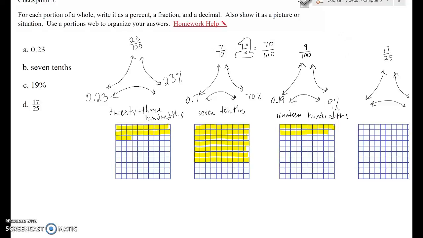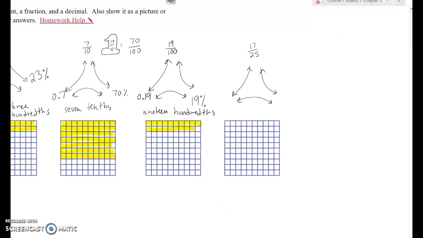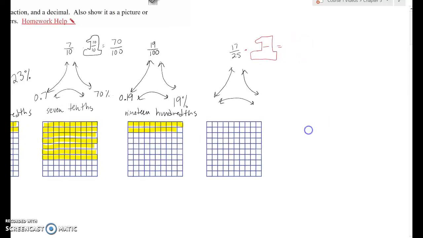19 hundredths. Last but not least, let's do 17 25ths. I'm not sure how to write that as a decimal. It's not in tenths or hundredths or thousandths. Oh wait, good news. I can use the giant 1 to make it into hundredths. Turn my denominator into hundredths instead of 25ths by multiplying by 4 fourths. 25 times 4 is 100.